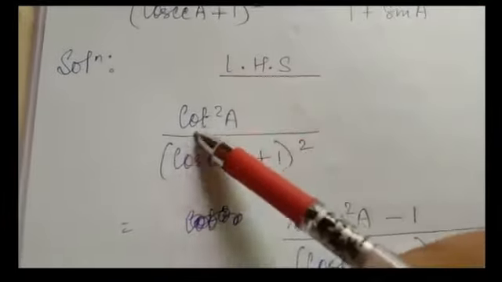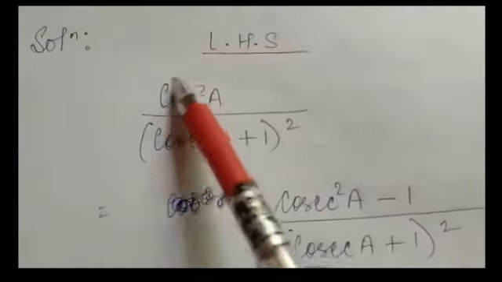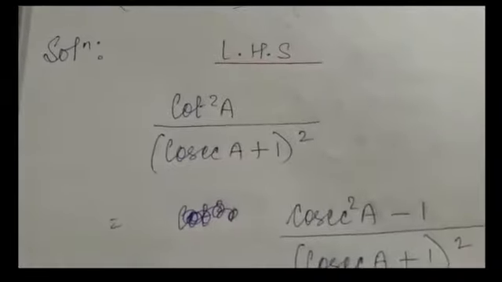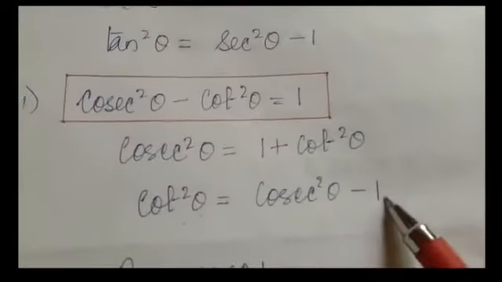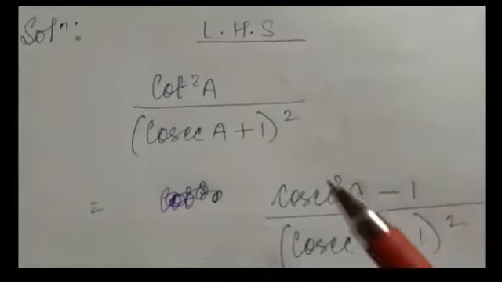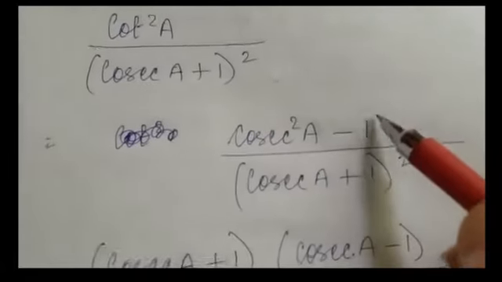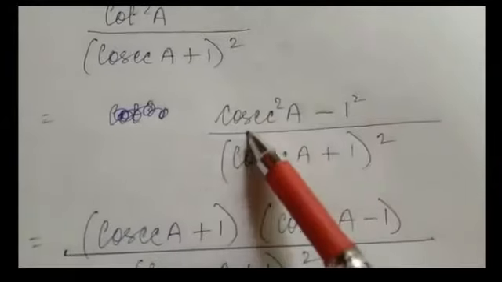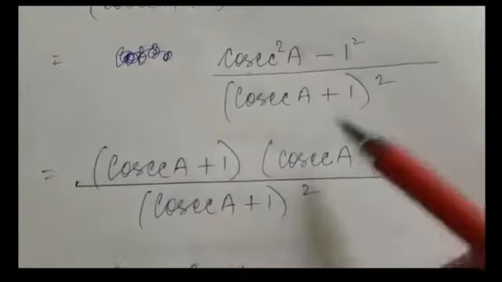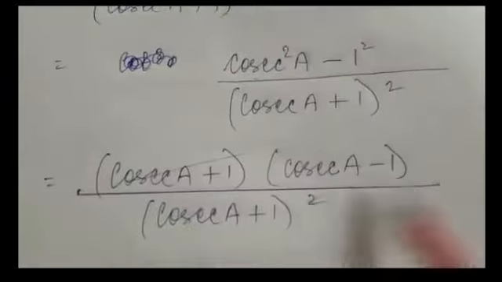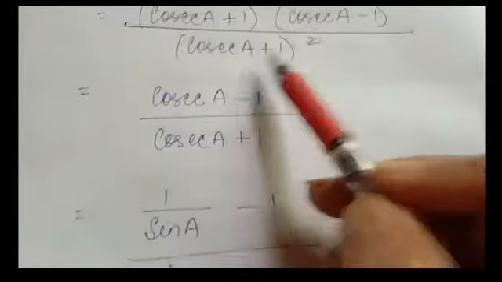So on the left hand side we have cot square A by (cosec A plus 1) whole square. Now we know cot square theta is cosec square theta minus 1. So in place of cot square theta we will write cosec square theta minus 1. So 1 we can consider as 1 square. Now it is a square minus b square, (a plus b)(a minus b). Now this cosec A plus 1 and the power will be cancelled. Cosec A minus 1 divided by cosec A plus 1.